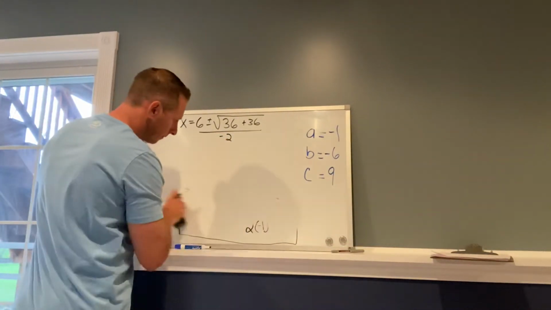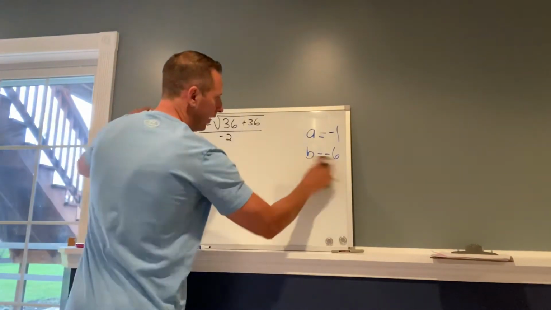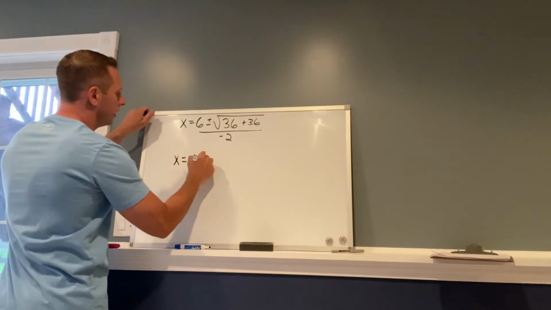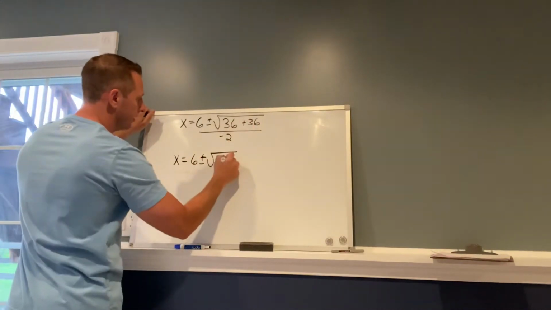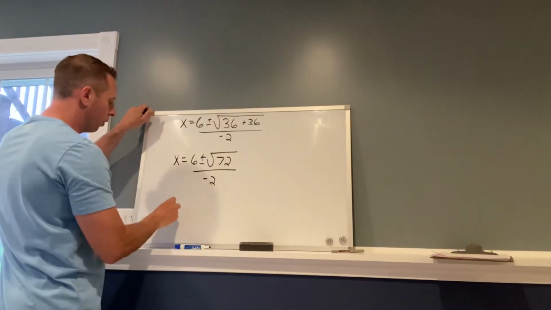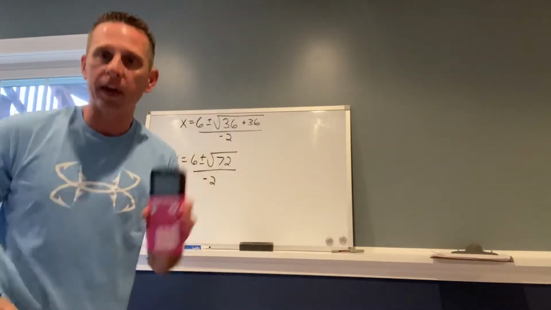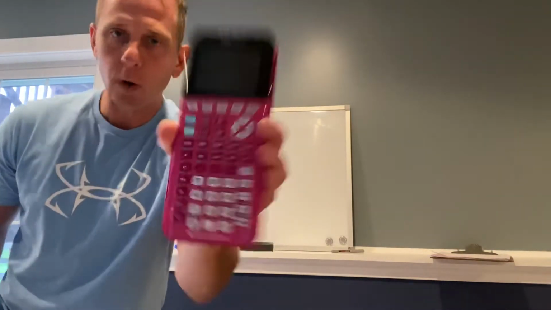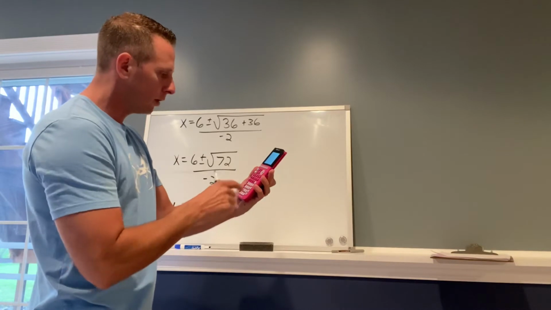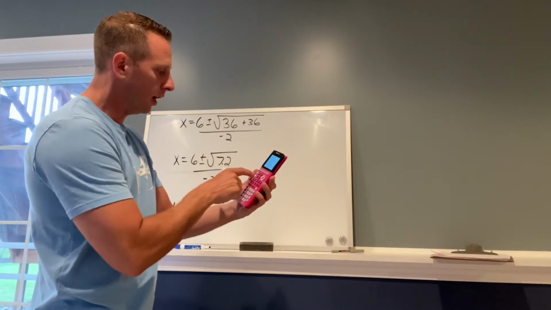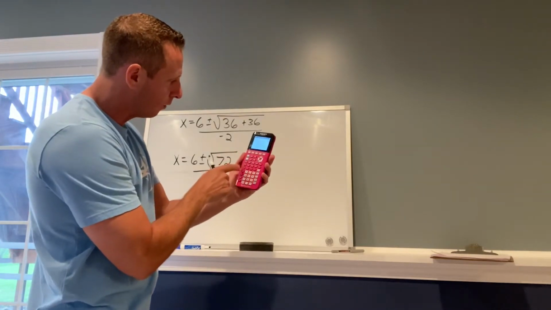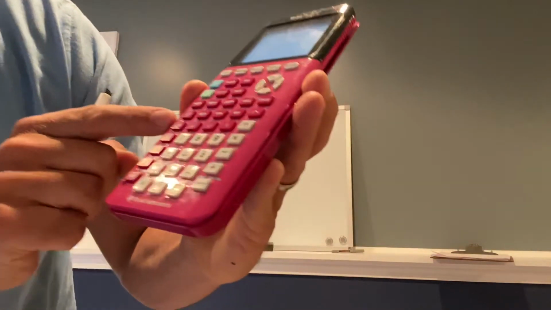All right. Still solving. Done with all that now. Order of operations. 36 and 36 is 72, all over negative 2. What's the square root of 72? Calculator. Turn it on. Second square root. I'm going to have to, on this calculator, hit second square root. Right there.